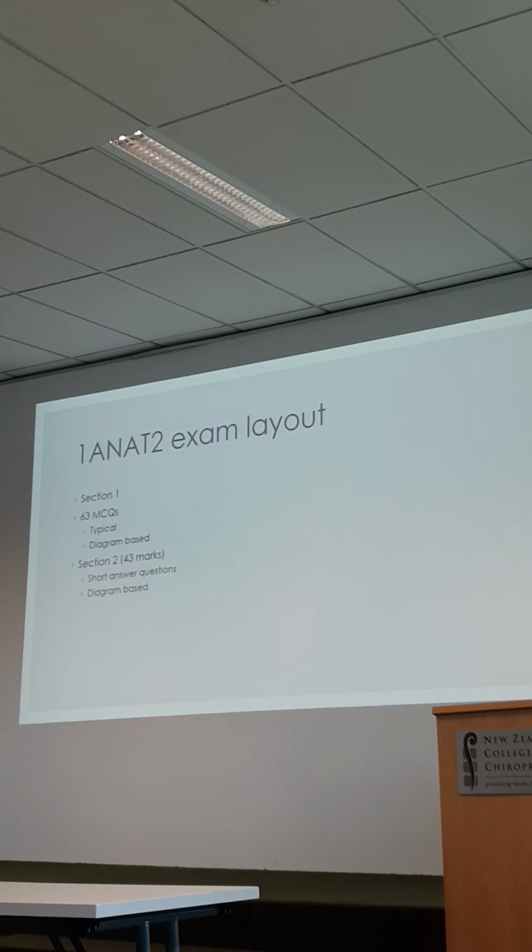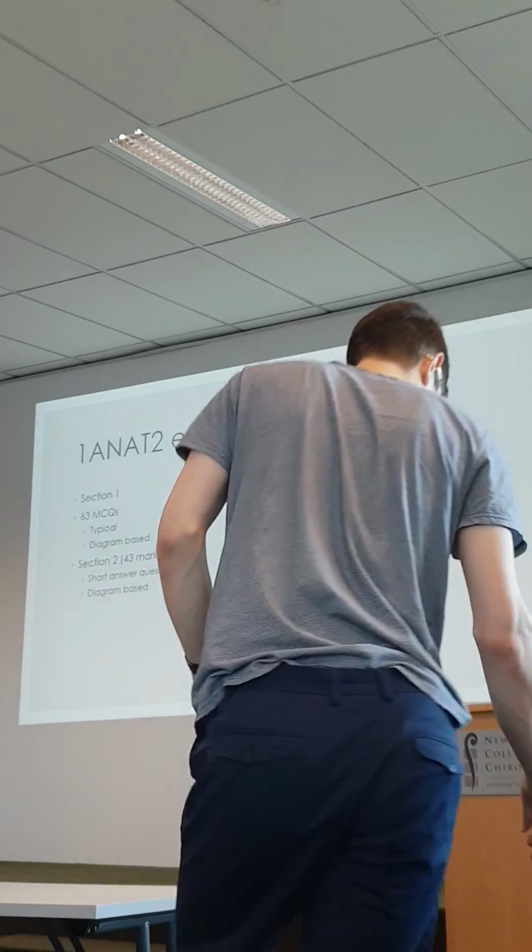And then there are some diagram-based ones. Remember, they'll be the ones that you had in your anatomy Bible. So perhaps labelling all the joints of the foot or the hand, or those kind of questions. So that's anatomy 2, and it covers upper and lower limb for the entire semester.